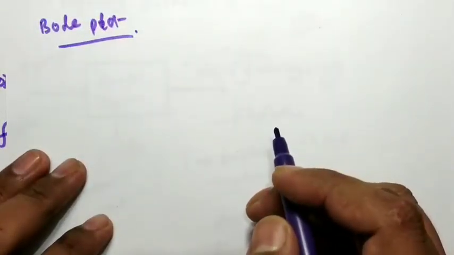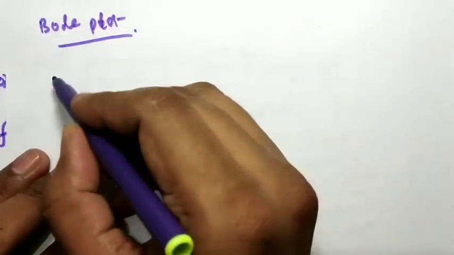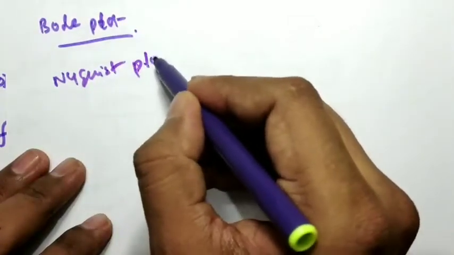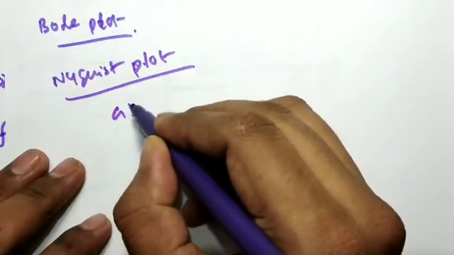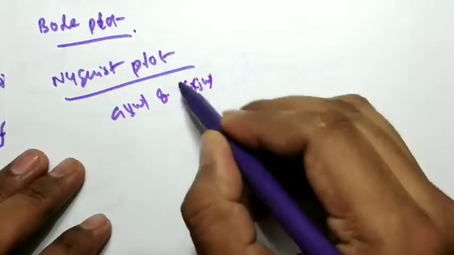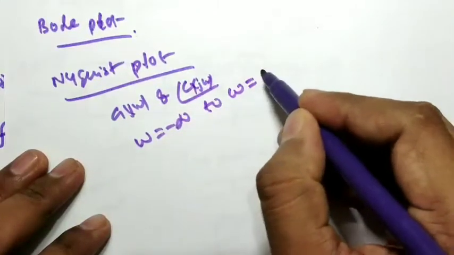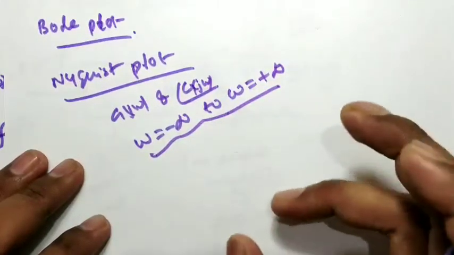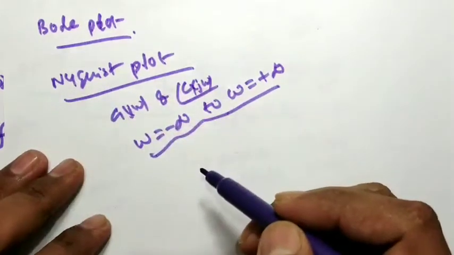The third one is the Nyquist plot. The Nyquist plot is the same as the polar plot: you find the magnitude plot and phase plot, but here omega varies from minus infinity to plus infinity. Using this you find the stability of the system. That's how we find the stability of the system.